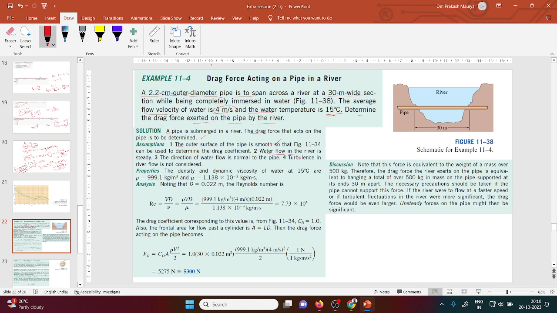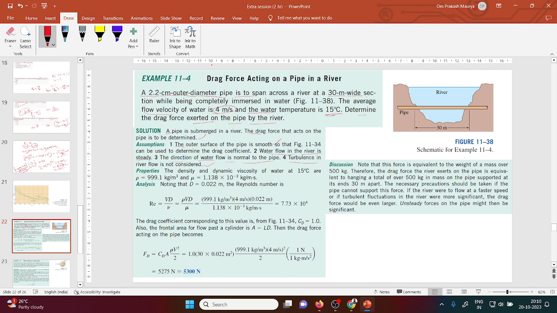Water flow in the river is steady. We have assumed the steady flow. The direction of water flow is normal to the pipe. That is the normal to the pipe. Are you getting the normal to the pipe meaning here? Yes, sir. The turbulence in river flow is not considered. These are the assumptions. Based on these assumptions, we are going to calculate, right?